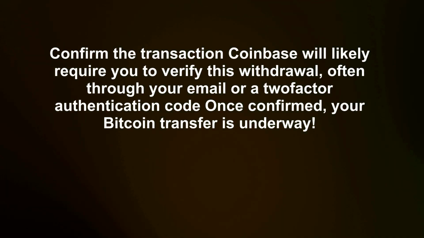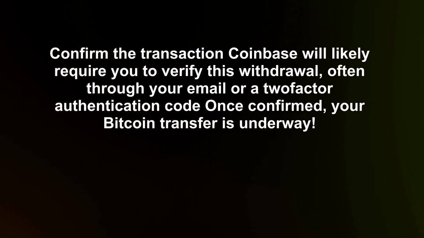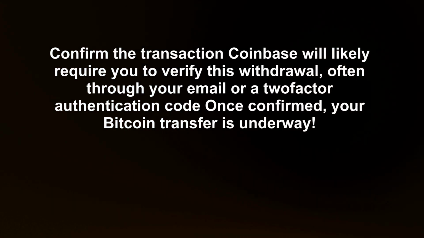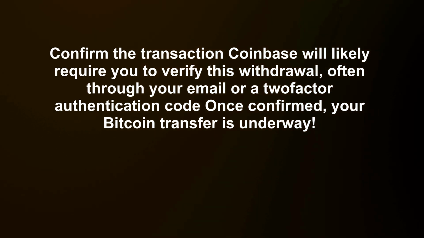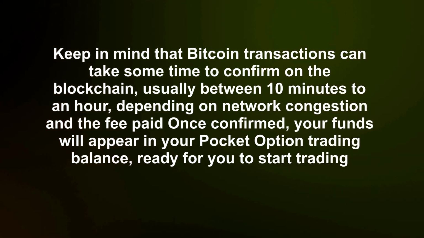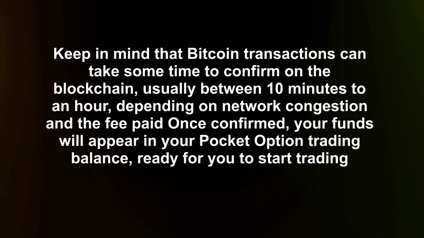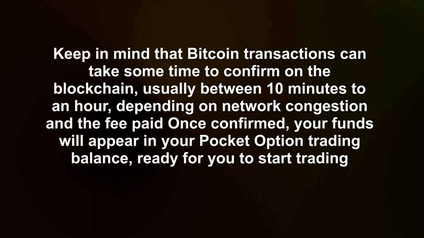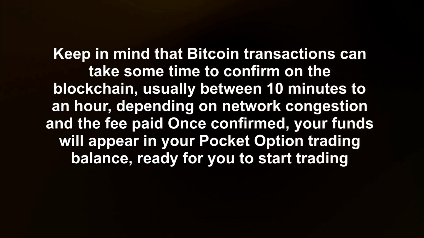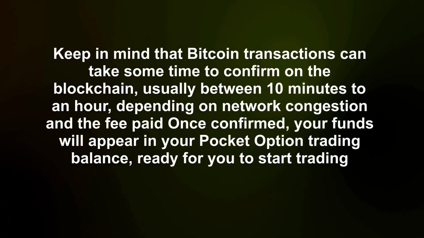Confirm the transaction. Coinbase will likely require you to verify this withdrawal, often through your email or a two-factor authentication code. Once confirmed, your Bitcoin transfer is underway. Keep in mind that Bitcoin transactions can take some time to confirm on the blockchain, usually between 10 minutes to an hour, depending on network congestion and the fee paid. Once confirmed, your funds will appear in your Pocket Option trading balance, ready for you to start trading.